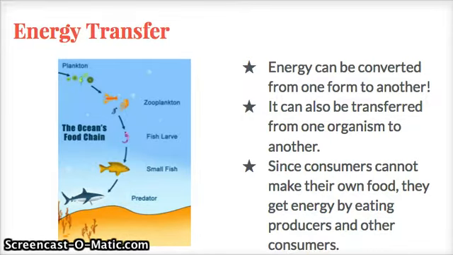So, for example, in this food chain, you can see that the predator, the shark, gets its energy from the small fish. The fish eats the fish larva, which is how it gets its energy, which eats the zooplankton, and the zooplankton eats the plankton. So they're all getting their energy from these different animals. And that's how the energy is being transferred through organisms.